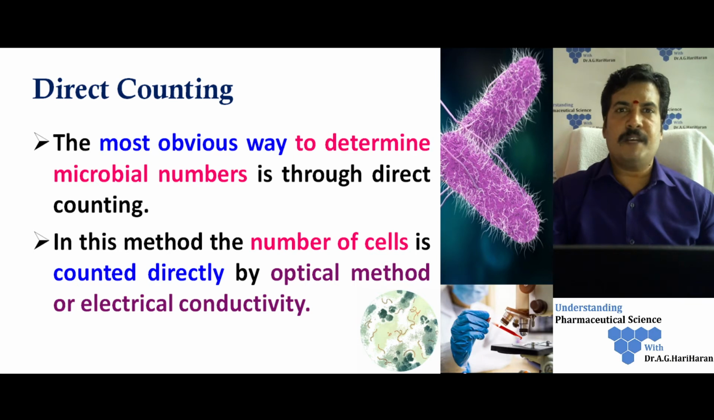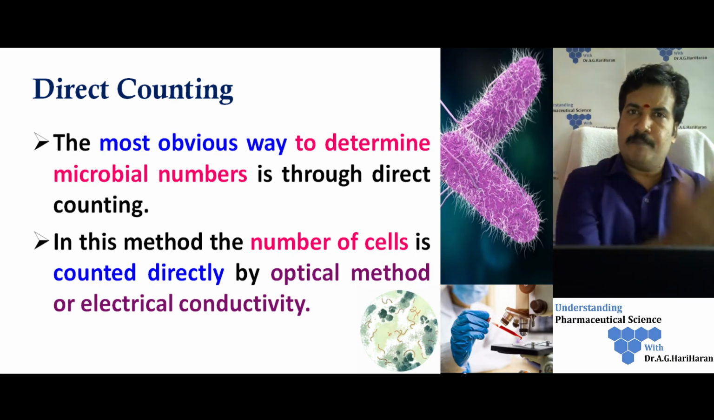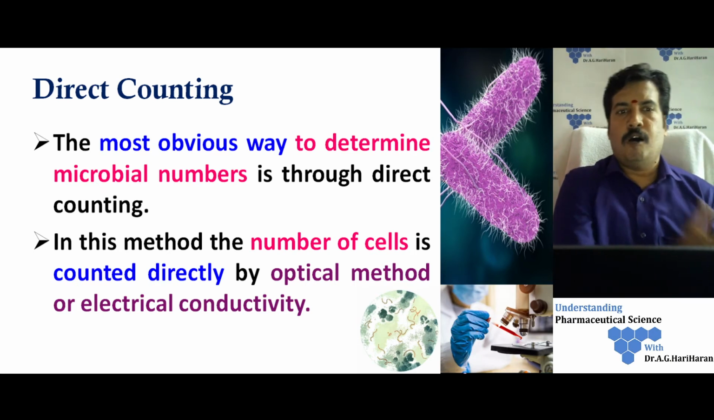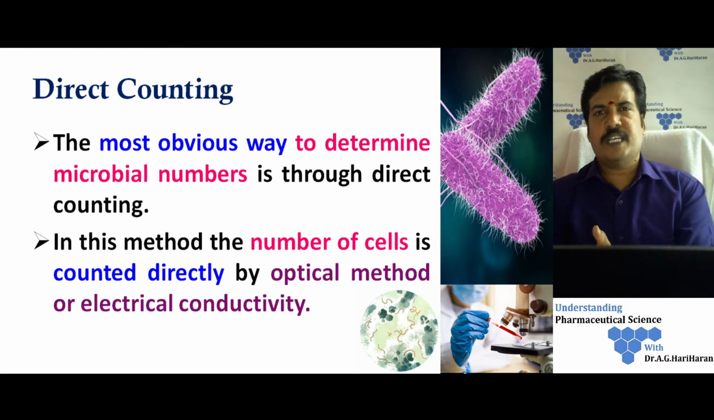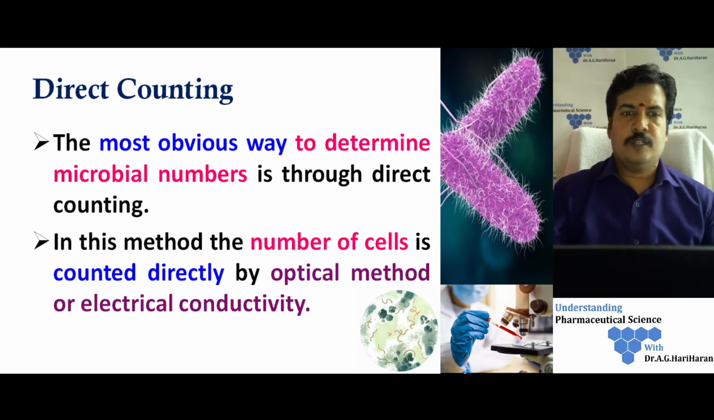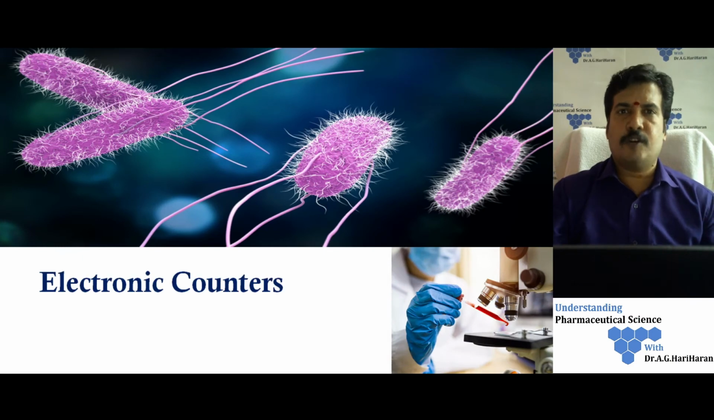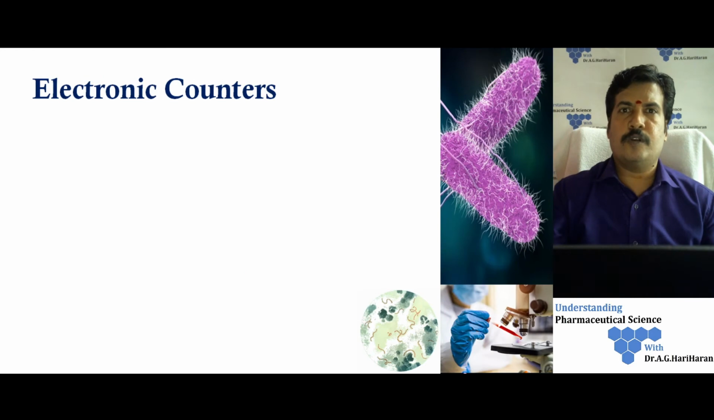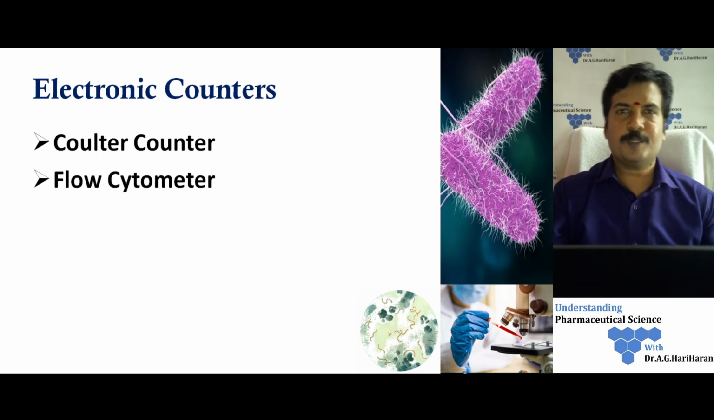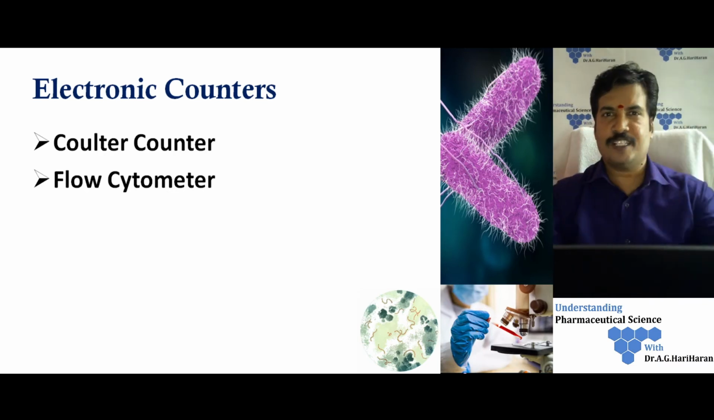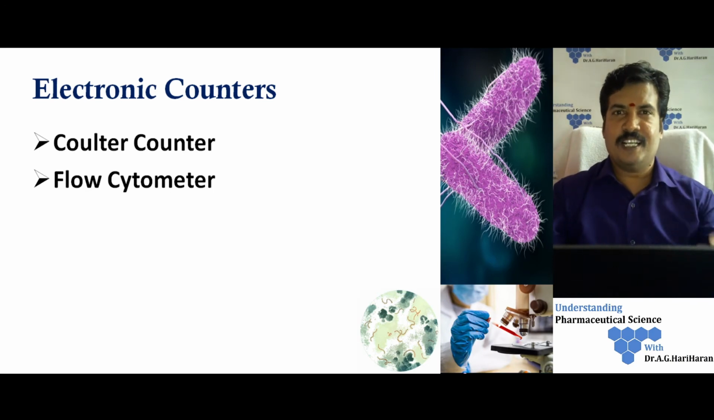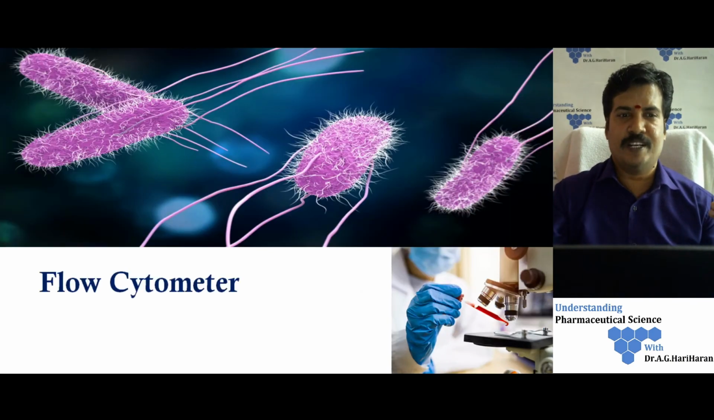It can be done in two ways, as I have already told: either by a microscopic and optical method, or by an electrical conductivity method using an electronic counter. There are different types of electronic counters available for total cell count. Two widely used pieces of equipment are the Coulter counter and the flow cytometer. I have given a separate video lecture on the Coulter counter, so in this lecture we will discuss the flow cytometer.